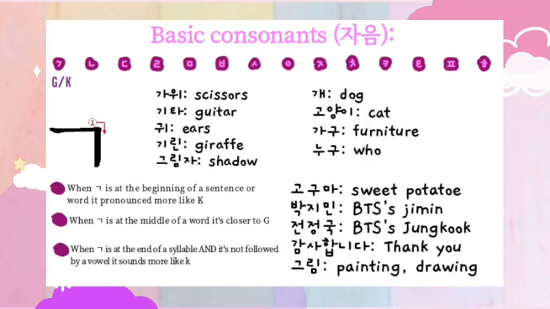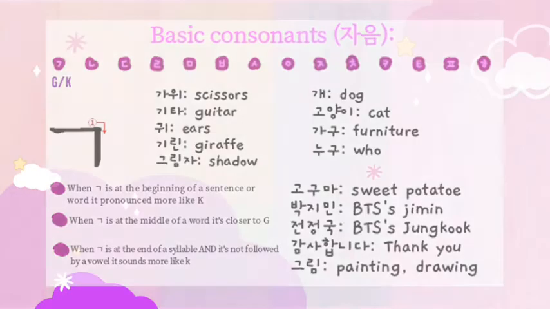고구마, 고구마. Sweet potato. 박지민, 박지민. Giyak here is at the end of the syllable, but the next syllable is starting with a consonant, jiit, 박지민, as in the name of the BTS's member Jimin. 정정국, BTS Jungkook. 감사합니다, thank you.